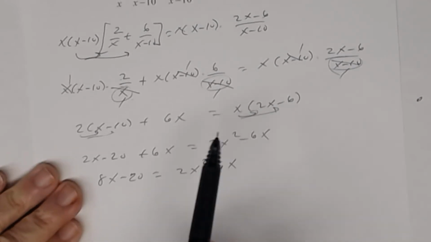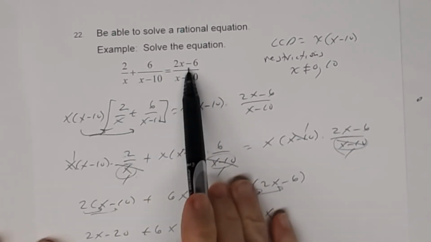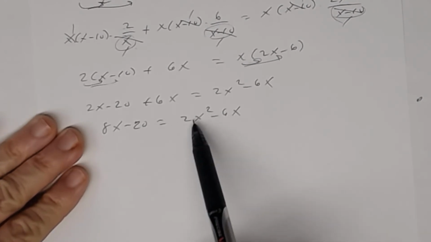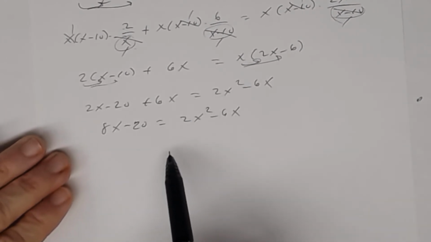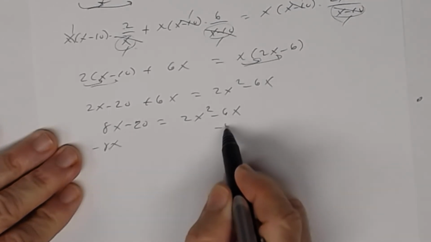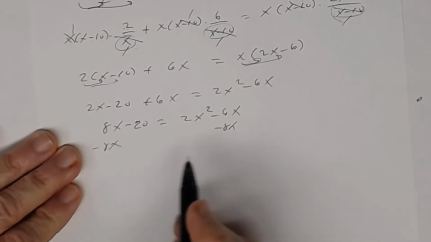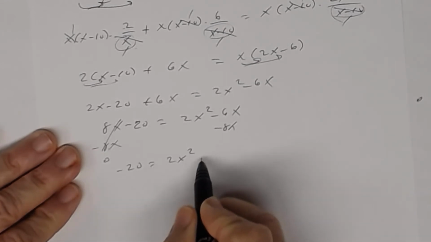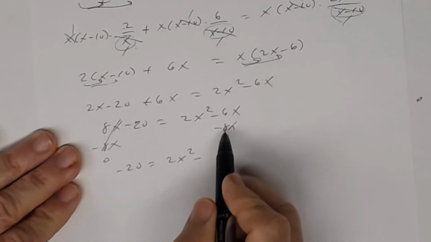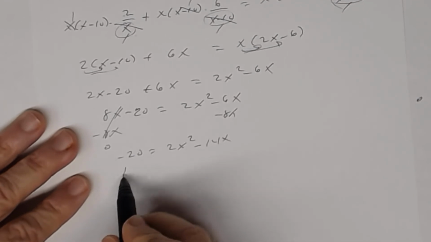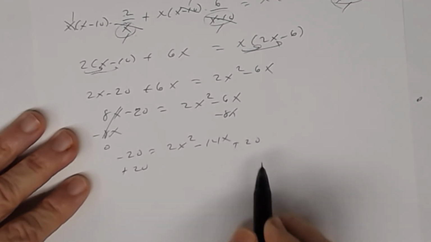I want you to notice this: I went from a rational equation to a quadratic equation. So to solve this quadratic equation, I have to put it in standard form. So let's subtract 8x from both sides, so I bring everything to one side. So this is 0. So I get negative 20 equals 2x squared minus a negative 6x and a negative 8x, which is negative 14x. And then I'm going to add 20 to both sides.